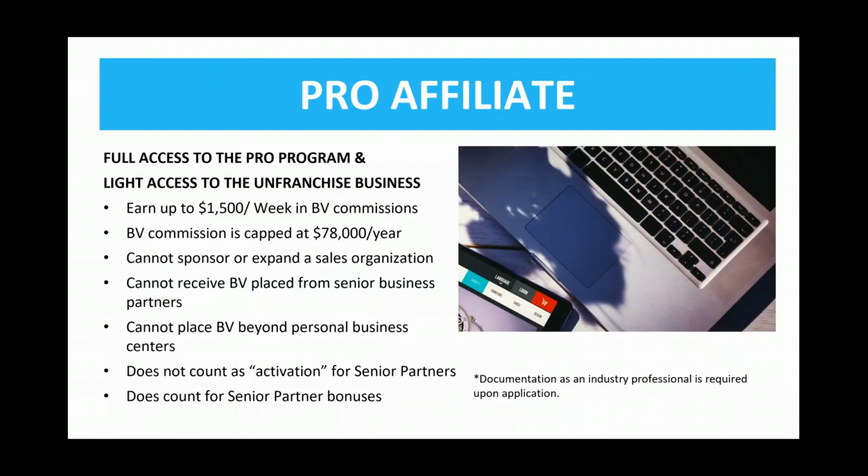So let's talk about the two levels of the WebCenter Pro program. The first is called a Pro Affiliate. They have full access to the WebCenter Pro program, but light access to the unfranchised business. Now, what does that mean? It means that they can earn up to $1,500 per week in BV commissions, which is a cap at $78,000 per year. They cannot sponsor or expand a sales organization. They cannot receive BV placed from their senior business partners. However, they do accrue group business volume from the organization.